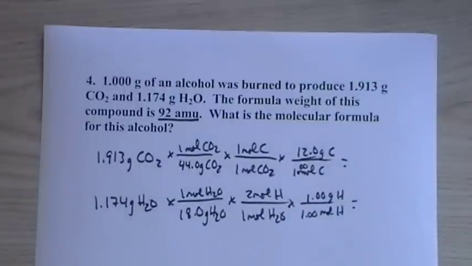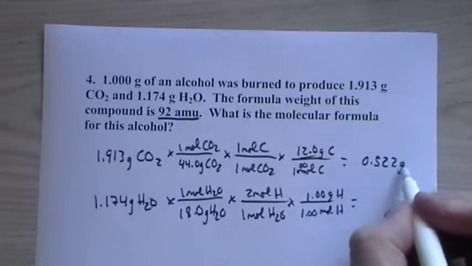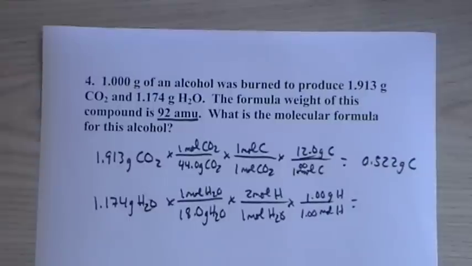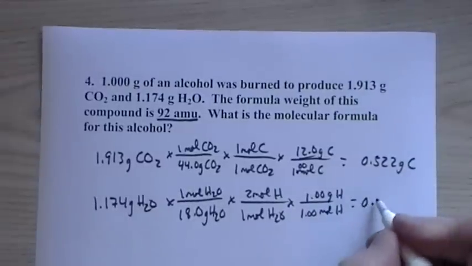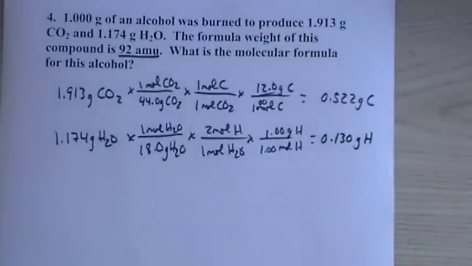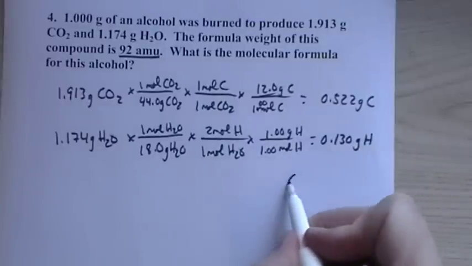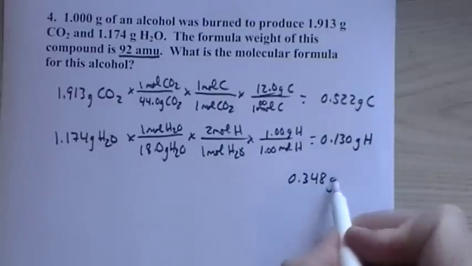So 1.913 divided by 44 times 12. You end up with 0.522 grams of carbon. 1.174 divided by 18 times 2. We get 0.130 grams of hydrogen. And 0.13 plus 0.522, subtracted from the original mass of 1 gram, we have 0.348 grams of oxygen.